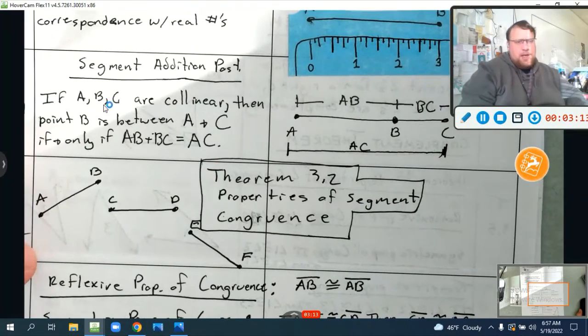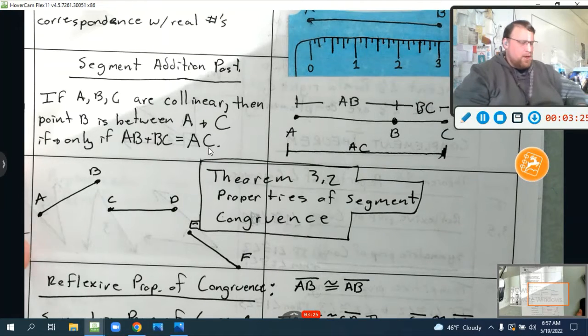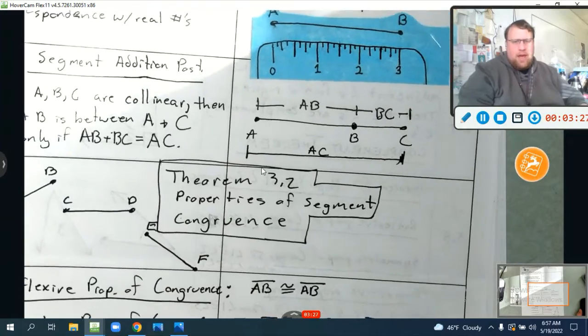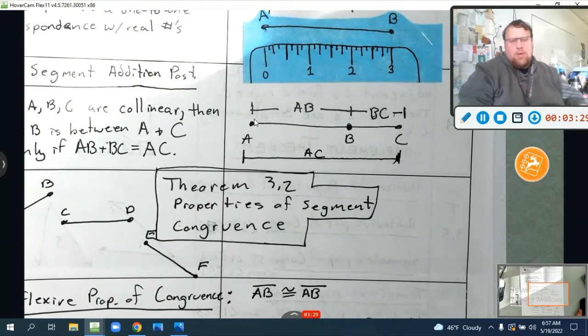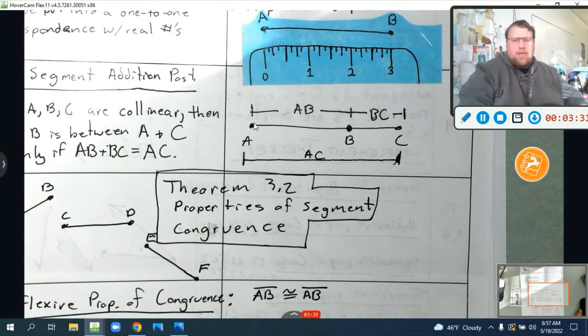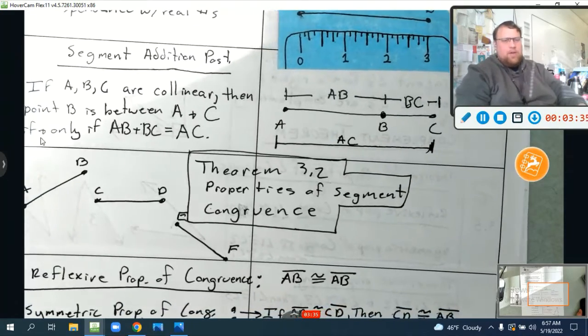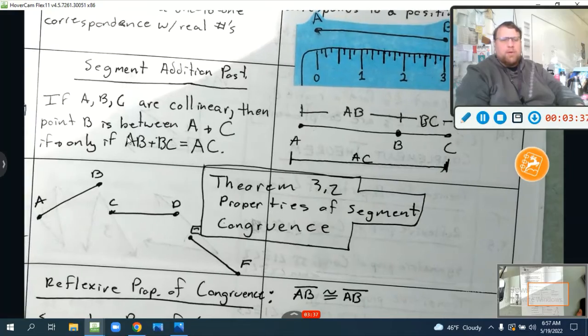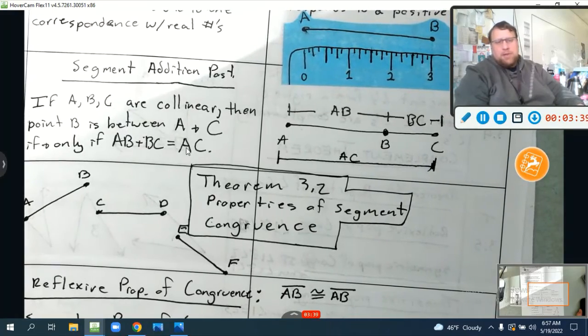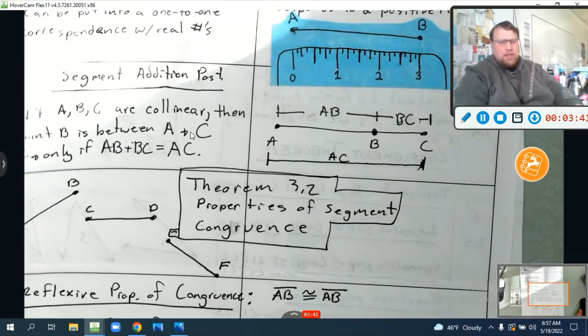We have the segment addition postulate, which says if A, B, C are collinear, then point B is between A and C, if and only if AB plus BC equals AC. So what does that tell me? It tells me if I have a line segment with 3 collinear points, then if I add up the small parts, they're equal to the whole. And it's if and only if, which means it works forward and backwards. So we can say if AB plus BC equals AC, then point B is between them, right?